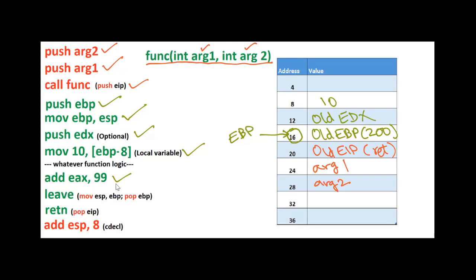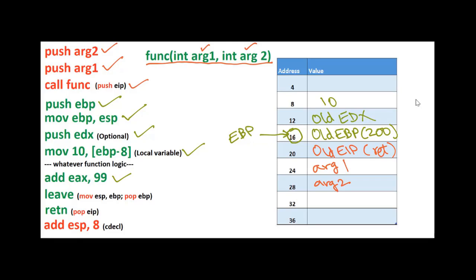After execution of the function, now we have to leave the function. For that, the program uses the leave instruction. The leave is a composite instruction made up of two sub-instructions. The first instruction moves the value of ESP back to EBP. As I said earlier, ESP always points to the top of the stack. Currently ESP is pointing to 8. So when I leave the function, ESP will point to EBP.